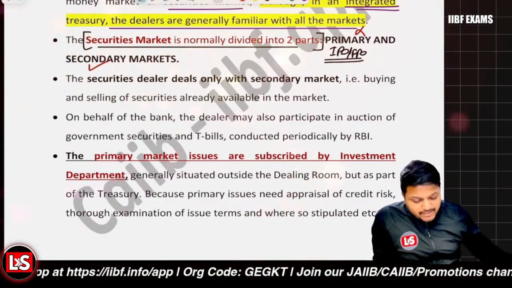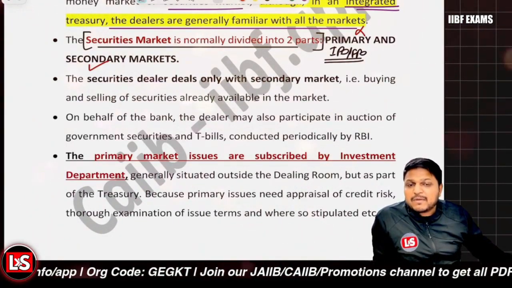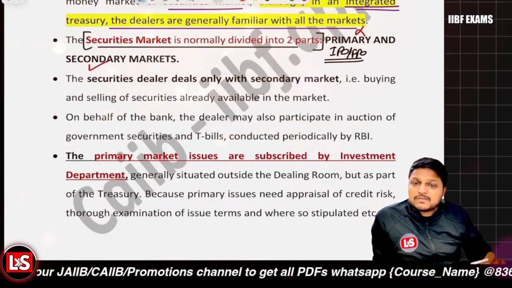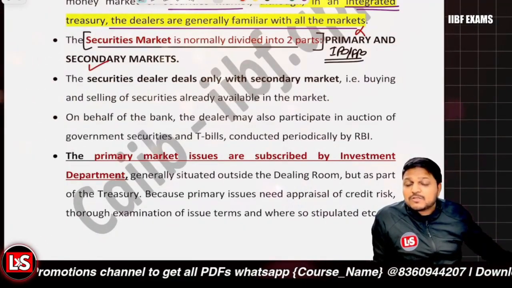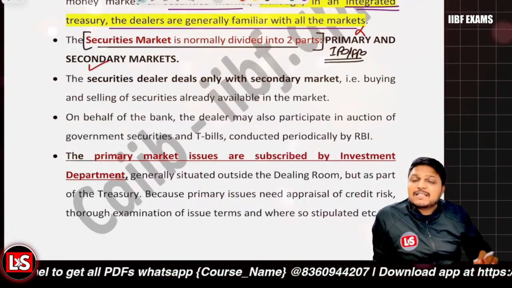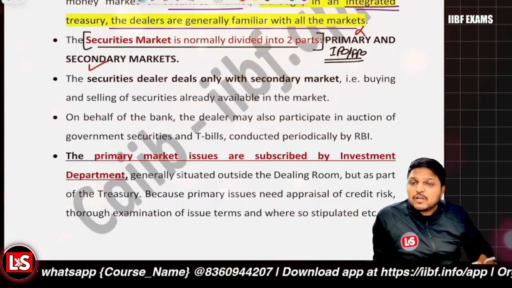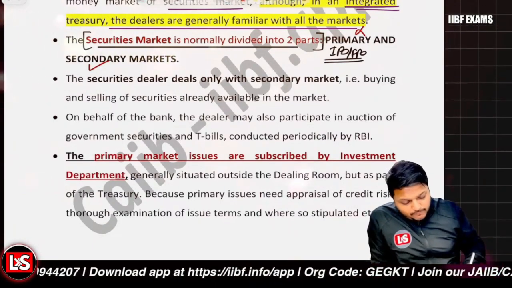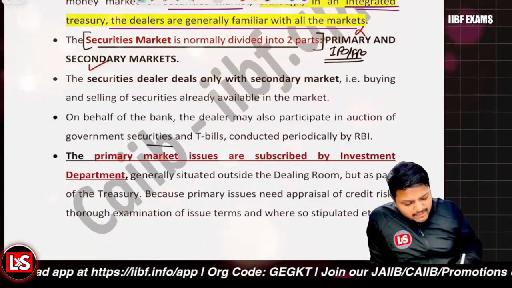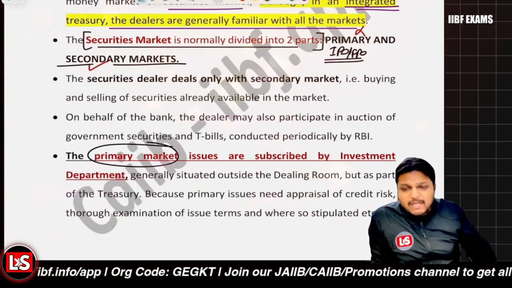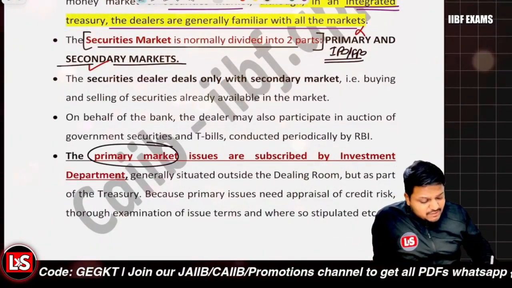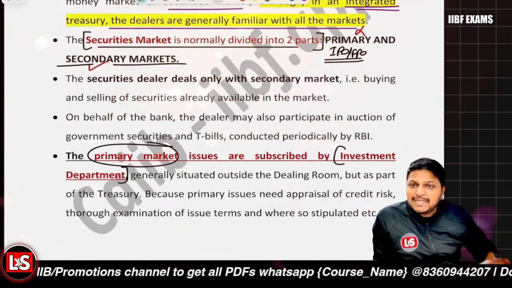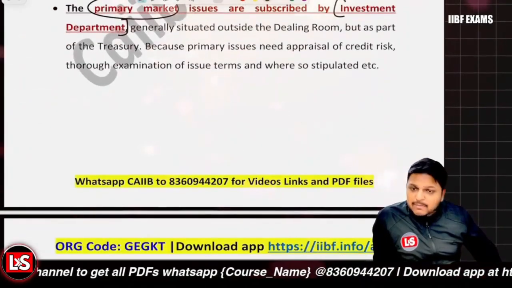Why are the primary market activities not being done by the front office? Because another level of risk is involved: proper credit assessment is to be done, the examination of the issuing terms is to be taken care of, and also regulatory compliance is to be looked into on the part of the primary market. So when we are talking about the securities market, we are dealing with the secondary market and not with the primary market. The primary market is dealt with by the investment department. That's another department out of the purview of the dealing room, right? So that is about the front office.